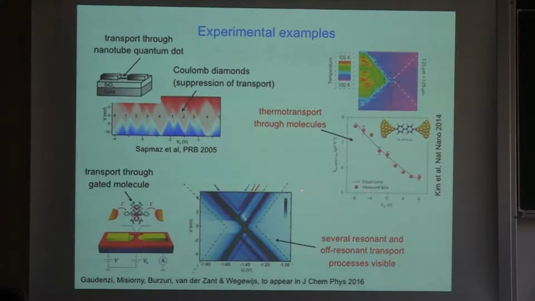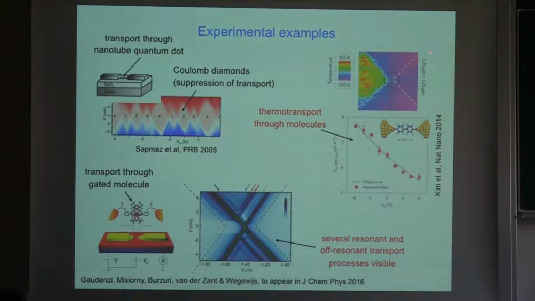Very recently, there has also been further work in Delft, where you can look closer at what is in these Coulomb diamonds. If you really resolve things, you can see various resonant and off-resonant processes inside these Coulomb diamonds and outside, and you can learn a lot about the structure of your nanostructure, about the energy levels and the relaxation processes, by studying all these lines here. I will come back to that.